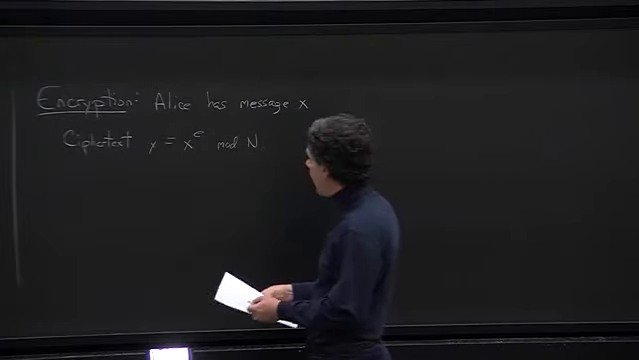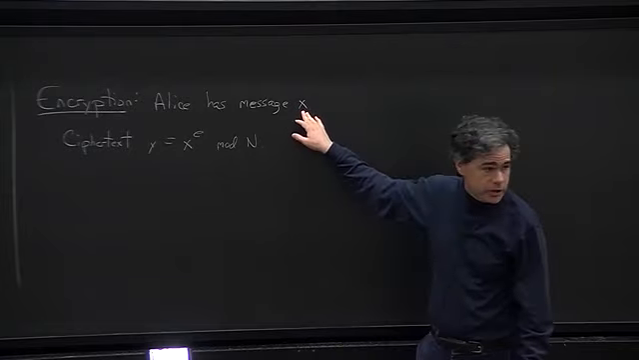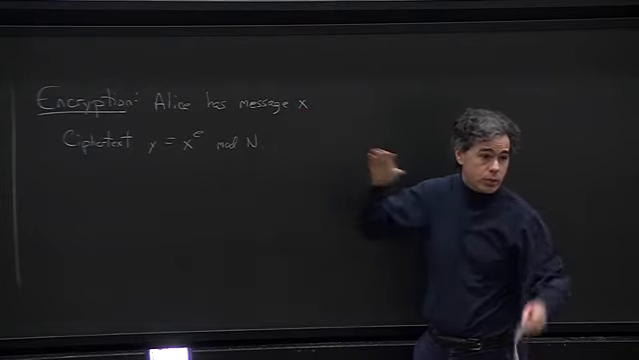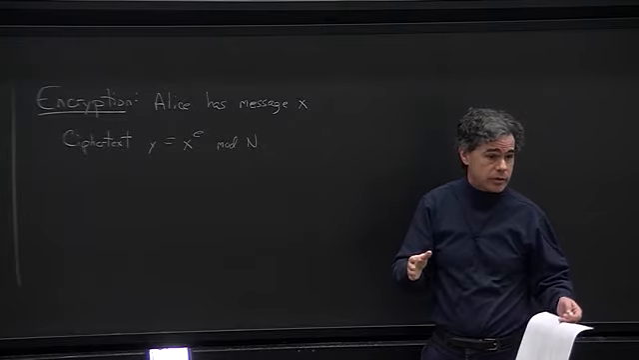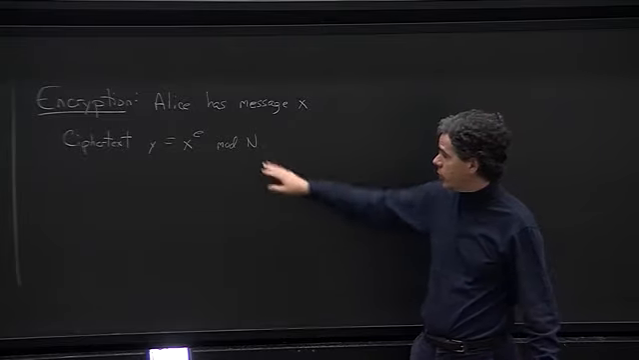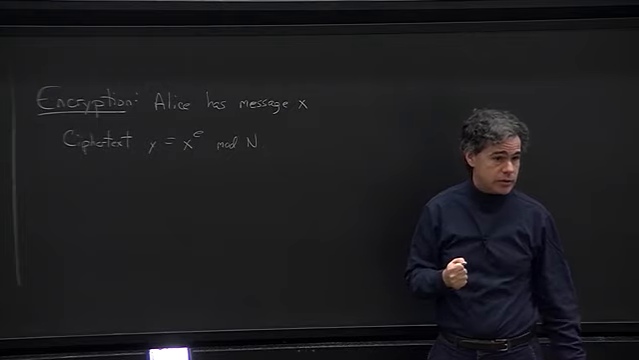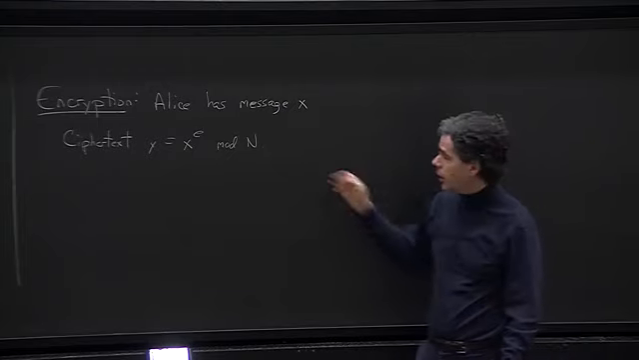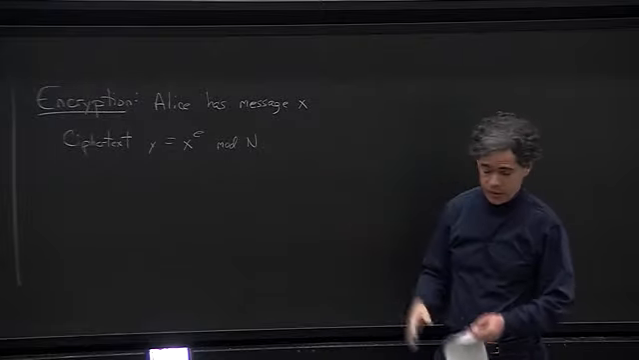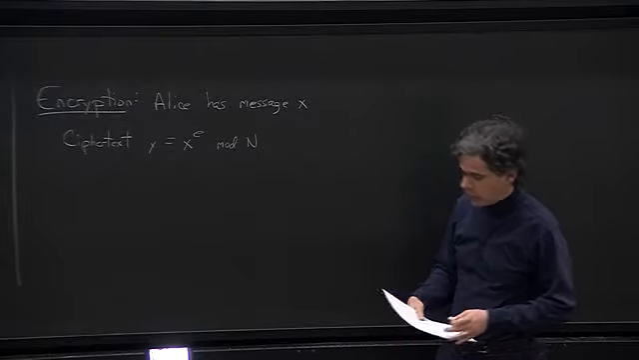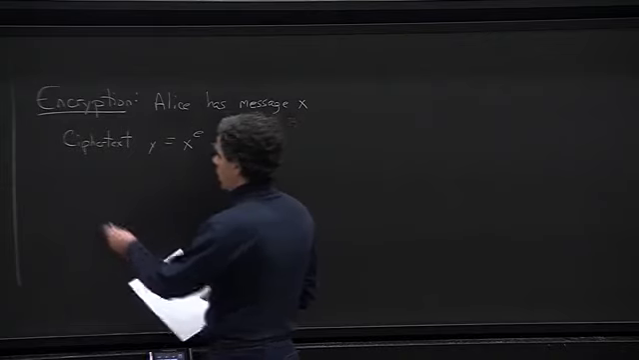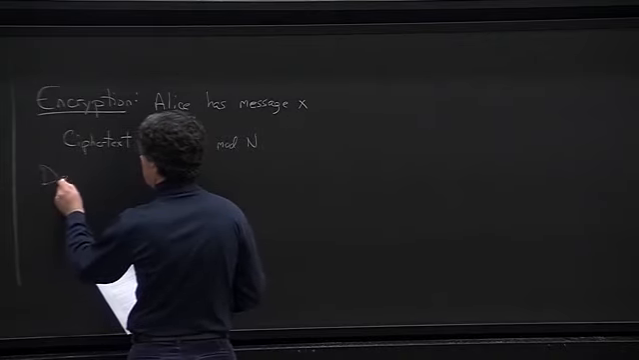Suppose she has a longer message. She could break it up into segments, each of which uses log n bits, and send it in blocks like that. The actual way it's done is a little more complicated, and I'll mention why in a little bit.